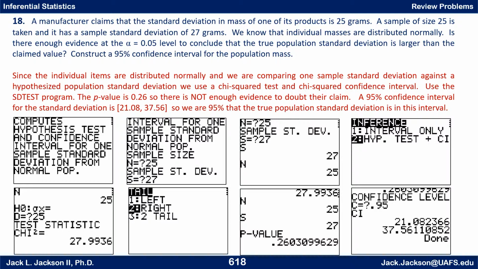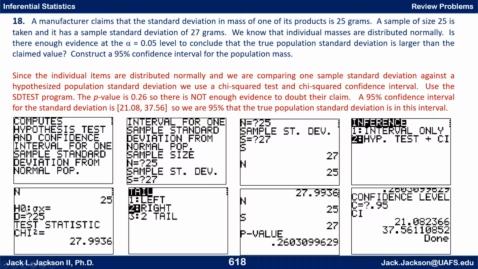This is our SD test program. So we just run that. It's going to ask us for the N, which is the, let's see, I think it'll go across this way. The interval for one population, we ask it for the sample size. N is 25. Sample standard deviation is 27. Okay, which it just returns that. Then we have a choice of inference only or inference and hypothesis test. We'll do both, so we choose 2.